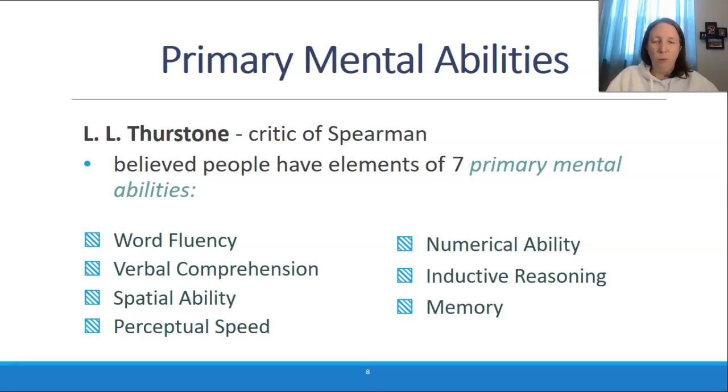He believed that these were the seven primary mental abilities: word fluency, verbal comprehension, spatial ability, perceptual speed, numerical ability, and inductive reasoning and memory. So honestly, a lot of the same ideas as Spearman, only Thurston really thought that they were more separate abilities, where Spearman was like, no, all these things boil down to that one G factor.